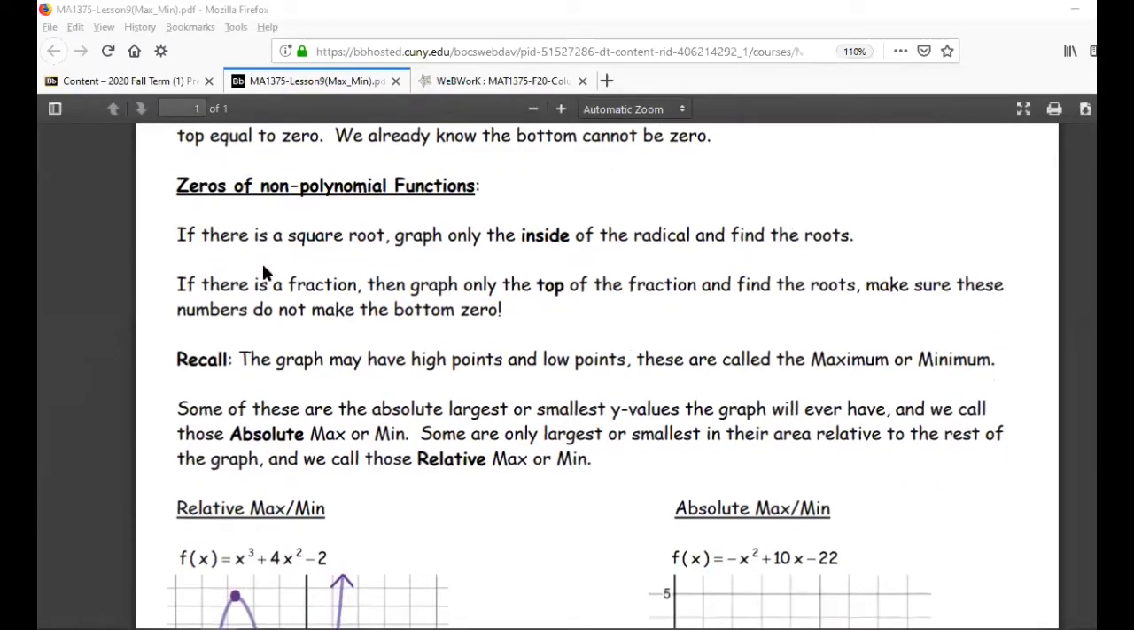So this is the lesson notes where I explain that if you have a square root, you graph the inside and find the roots. If there's a fraction, you graph only the top, find the roots, the zeros, and make sure these numbers do not make the bottom 0. And you see that I checked that.